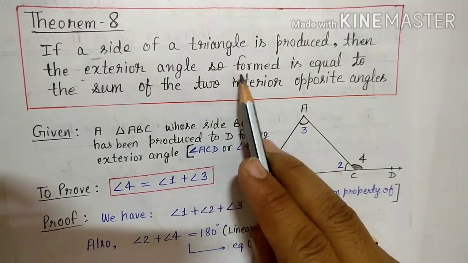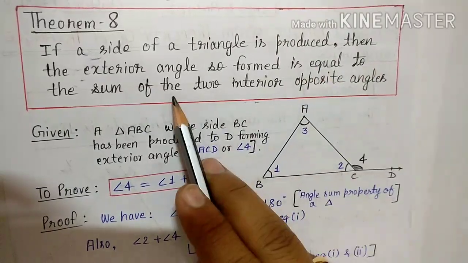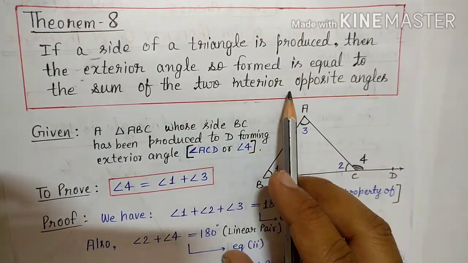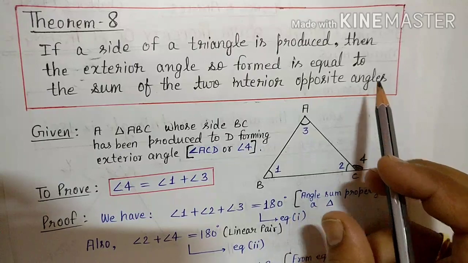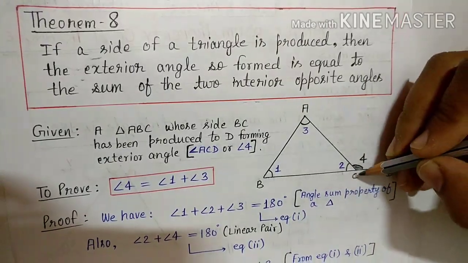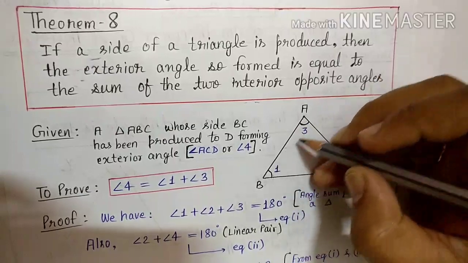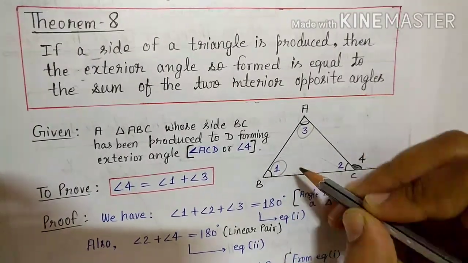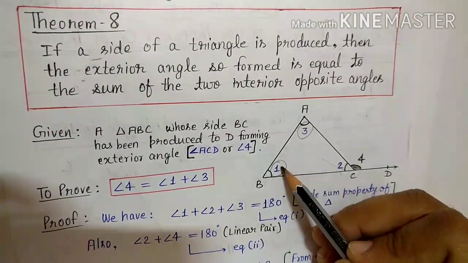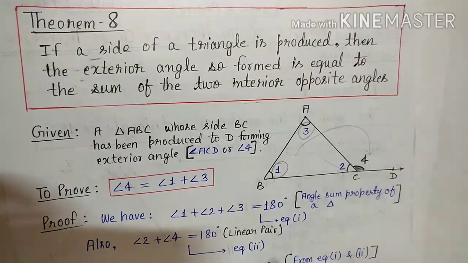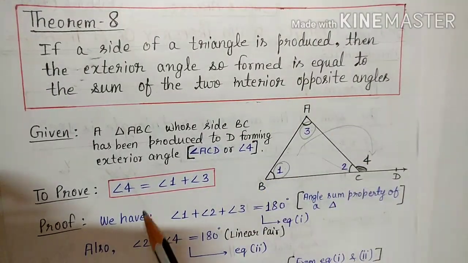So the exterior angle so formed is equal to the sum of the two interior opposite angles. Now if we check angle 4, the exterior angle, opposite line, this one AB. Which two angles are coming on this line? Angle 1 and angle 3. These two angles' sum will be equal to what? Angle 4, according to the theorem, as you can see.